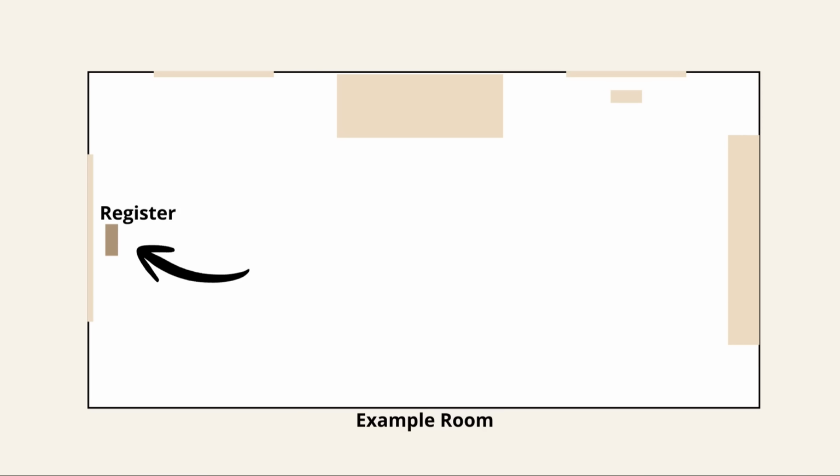Then on the wall on the left, we'll notice that it has a window, and it has one of the common features, which is a heating and cooling register on the floor in front of the window.